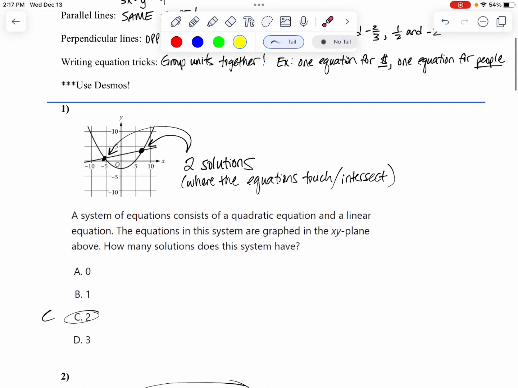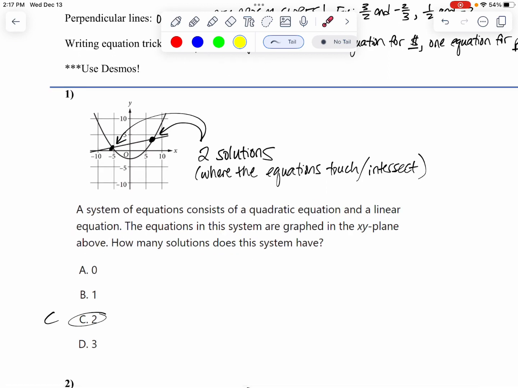But question number 1, if I give you a graph that has a line and a parabola, you can tell that it has 2 intersection points. Here's one and here's another one. And that is what you're trying to find when you're doing substitution or elimination or solving these systems of equations. So how many solutions does it have? There are 2 intersection points here, and so that is why we're choosing 2.